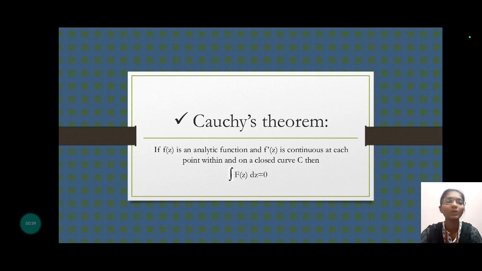In Cauchy's theorem, if f of z is an analytic function and f dash of z is continuous at each point within and on a closed curve C, then the integral of f of z dz is equal to 0. Once again, I repeat the definition: if f of z is analytic and f dash of z is continuous at each point within and on a closed curve, then the integral of f of z dz is equal to 0.